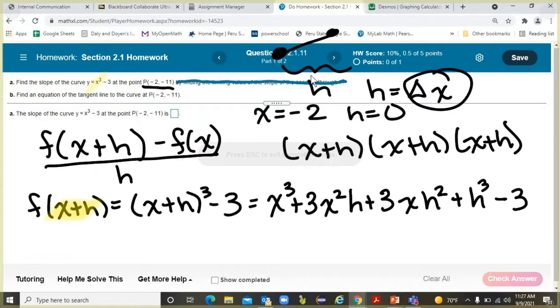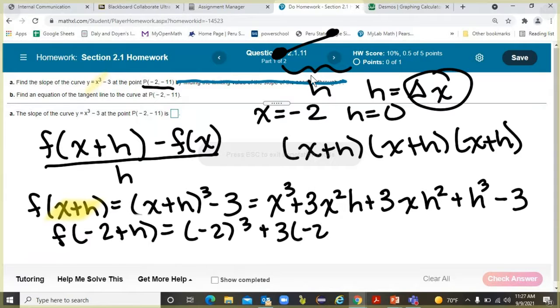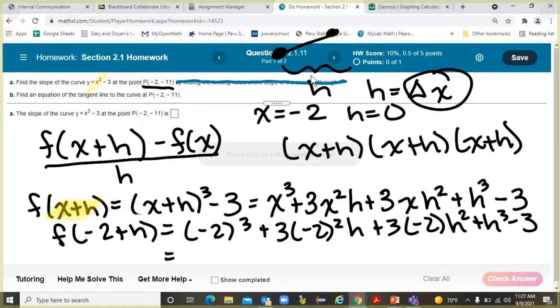And now we do have an x of -2, so let's plug the -2 in. So this is really f of -2 plus h. So I'm just going to plug a -2 in for the x. And it's going to look like that. And so just be careful with the signs.